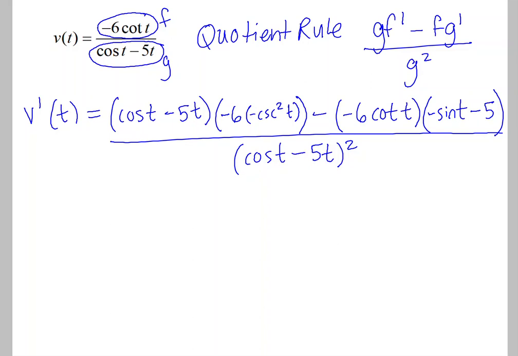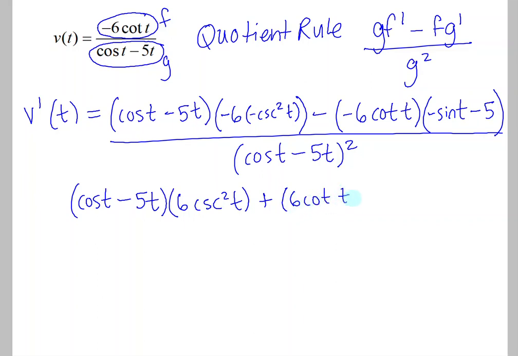That is an acceptable answer. However, we can clean this up a bit. We don't have to have a negative multiplied to a negative and have this extensive amount of parentheses. So let's see how we can clean it up. Cosine of t minus 5t times a negative, so just positive 6 cosecant squared t, minus a negative because this is just one term multiplied to that binomial, so plus 6 cotangent t times negative sine t minus 5.